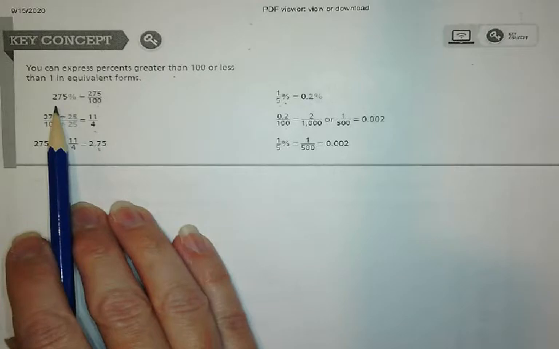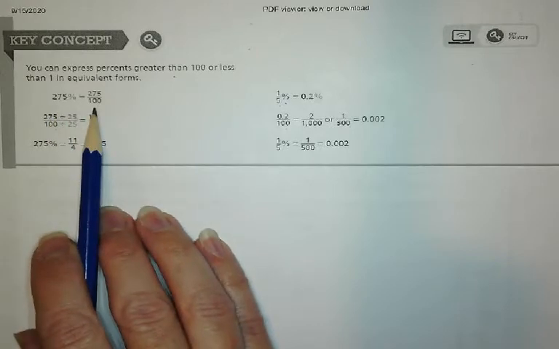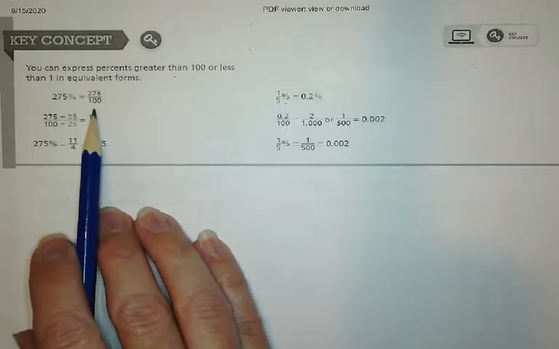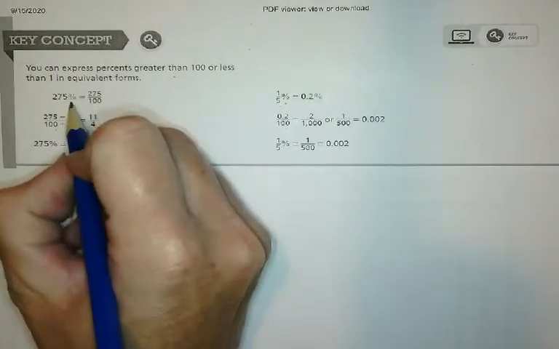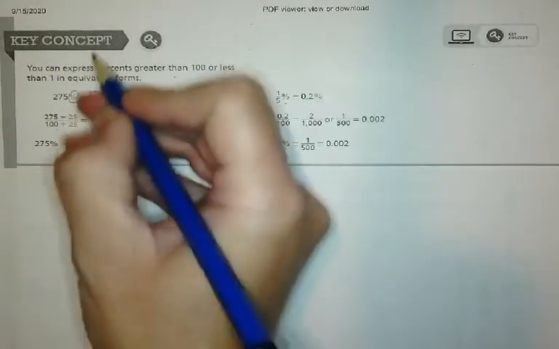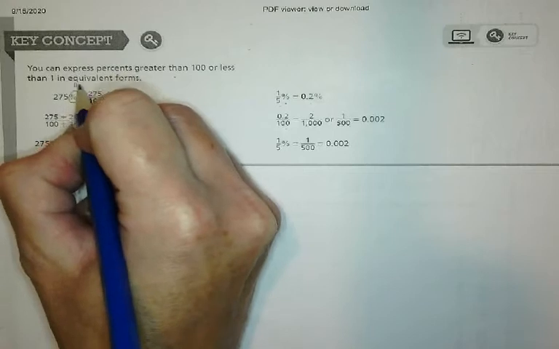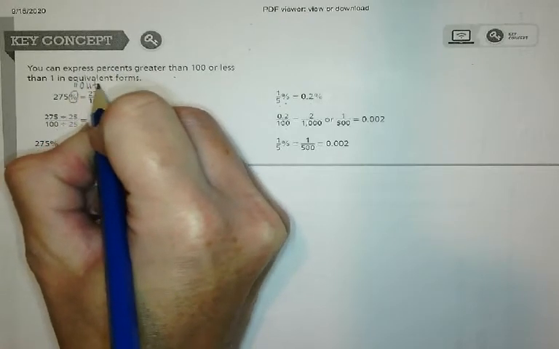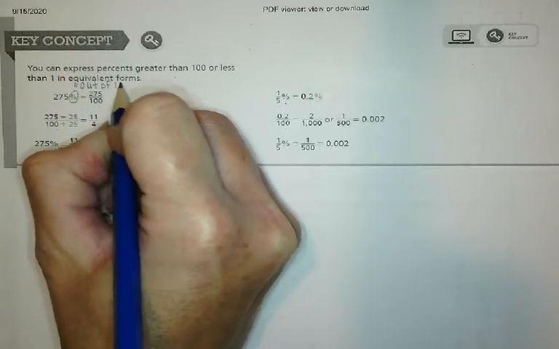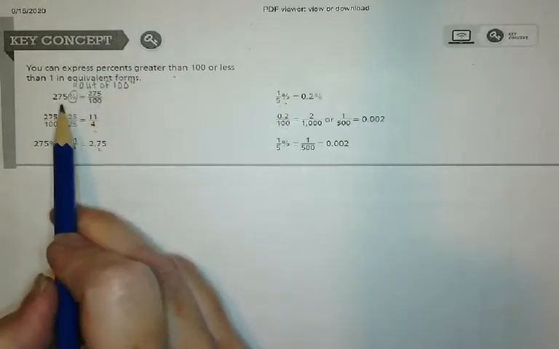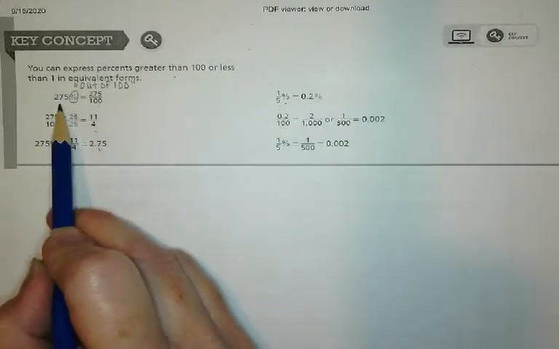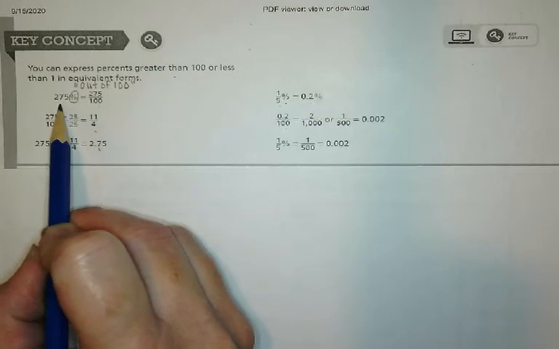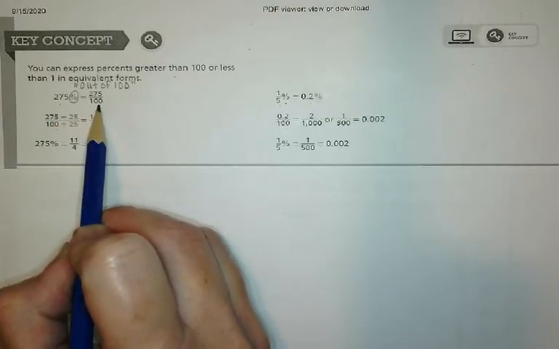In this example, 275% can be written as the fraction 275 over 100. Remember that the percent symbol means out of 100. So whatever the number is in the front of the percent sign will be over the 100.